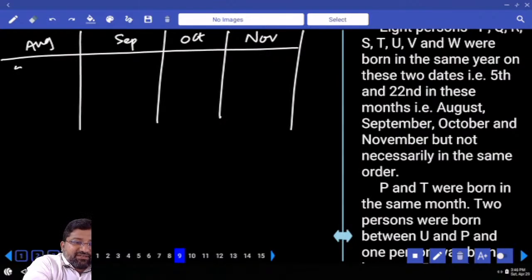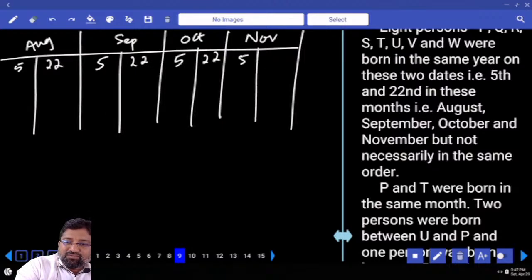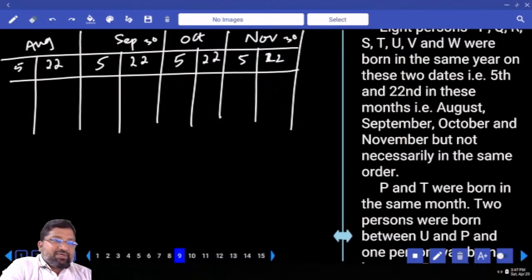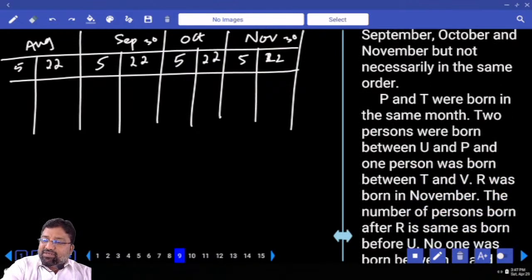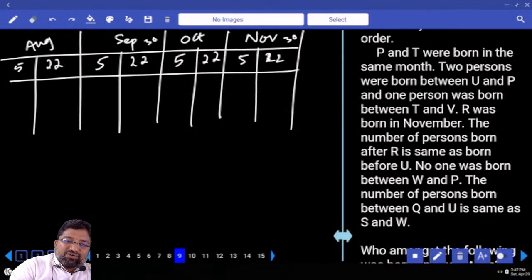5th and 22nd. So students, what I tell you is, whenever you see a question on months, obviously somewhere or the other you'll find a clue on the number of days in that particular month. So September has how many days? 30. November has 30. Whereas August and October will have 31. Odd number of days. First point. P and T were born in the same month. So I'm not sure whether we have 4 different months with us. P and T equals same month.